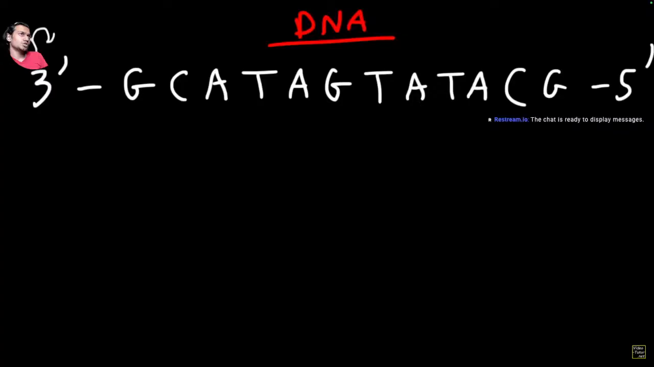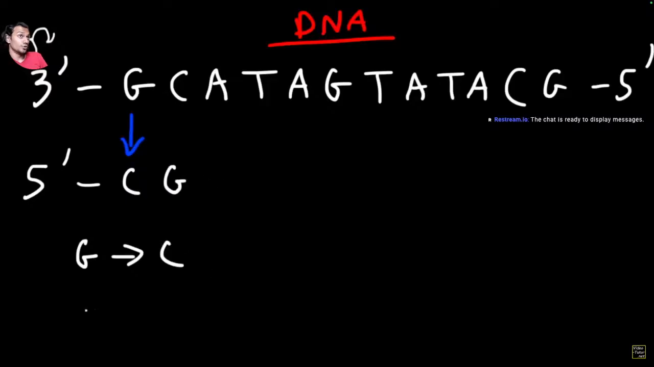So if we're reading the DNA strand in the 3 to 5 direction, we're going to write the corresponding mRNA sequence in the 5 to 3 direction. So what letter corresponds to G? It's important to know that G always corresponds to C, and vice versa. C corresponds to G.